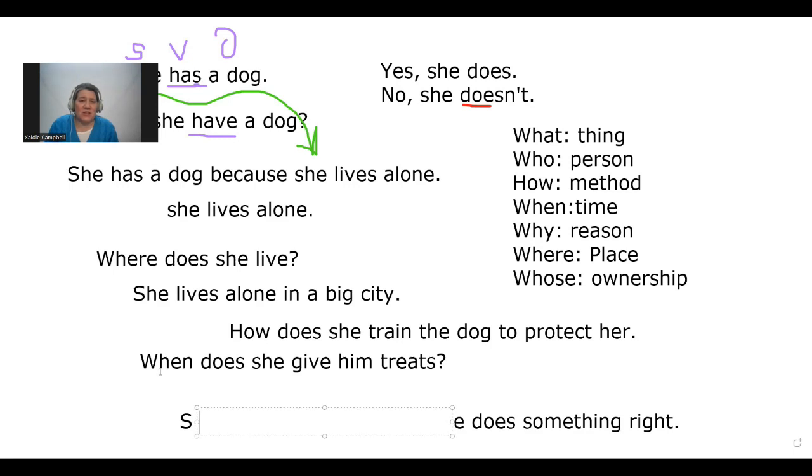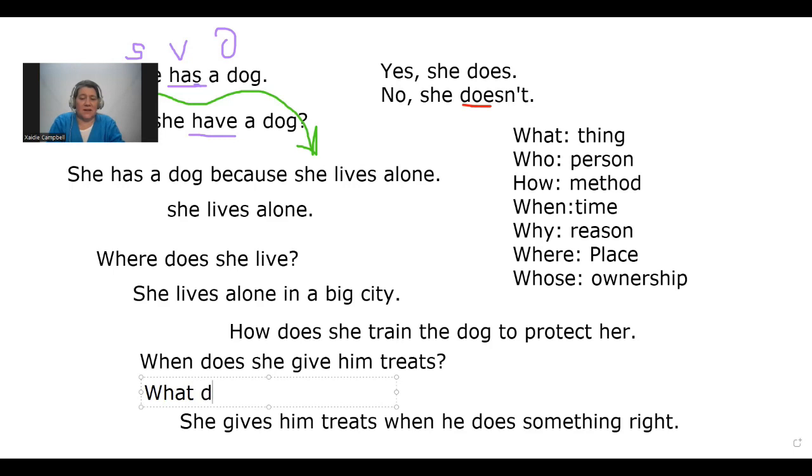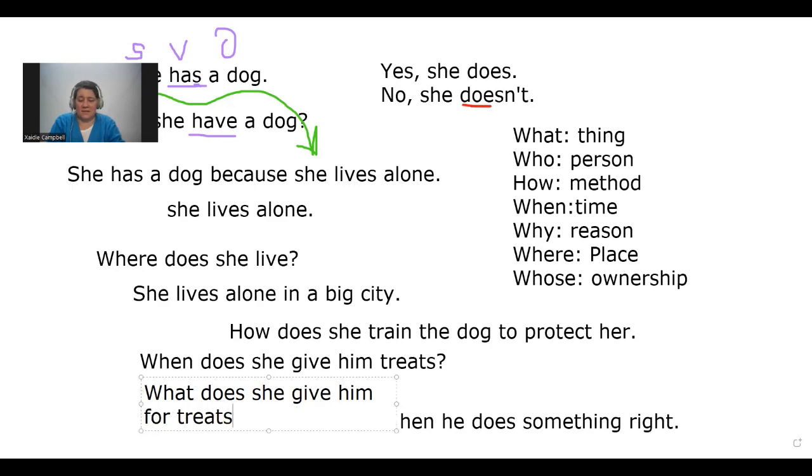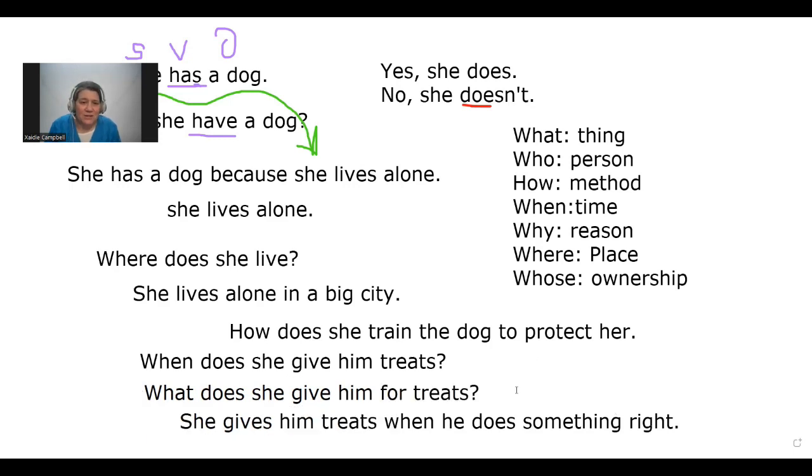Okay, so first I'm going to say, what does she give him for treats? What does she give him for treats? She gives him candy bars. I don't know. She gives him something. She gives him kibble. Okay? Finally, we might ask, whose dog is he? Whose dog is he? He is her dog. Okay, and those are a little bit different. The way I ask those questions are a little bit different.